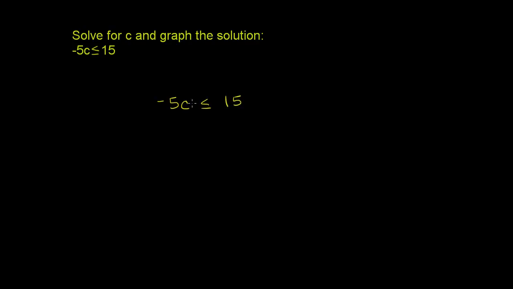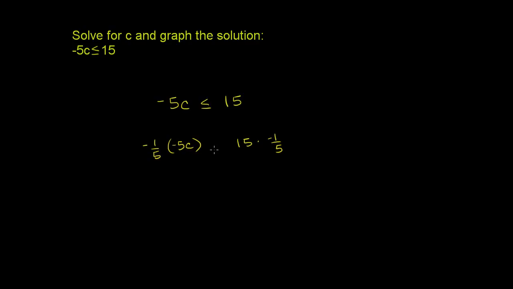So if we want to solve for c, we just want to isolate this c right over here, maybe on the left-hand side. It's right now being multiplied by negative 5. So the best way to just have a c on the left-hand side is we can multiply both sides of this inequality by the inverse of negative 5, or by negative 1/5. So we want to multiply negative 1/5 times negative 5c, and we also want to multiply 15 times negative 1/5. I'm just multiplying both sides of the inequality by the inverse of negative 5, because this will cancel out with the negative 5 and leave me just with c.